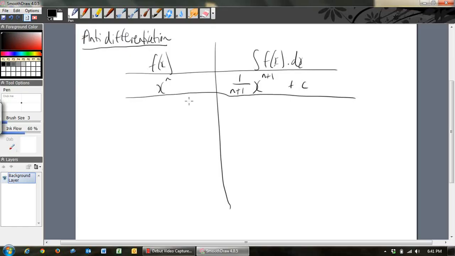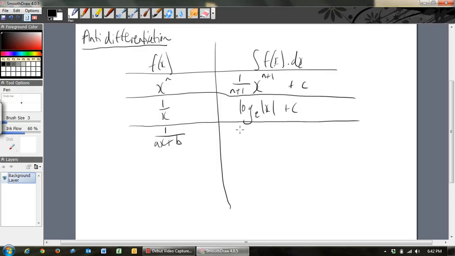If you have 1 over x, then what you're going to get if you anti-differentiate is log e modulus x plus c. We know that from past endeavours. If you've got 1 over some linear function ax plus b, you'll get log e of ax plus b, but because of the chain rule, that'll be times 1 over a.